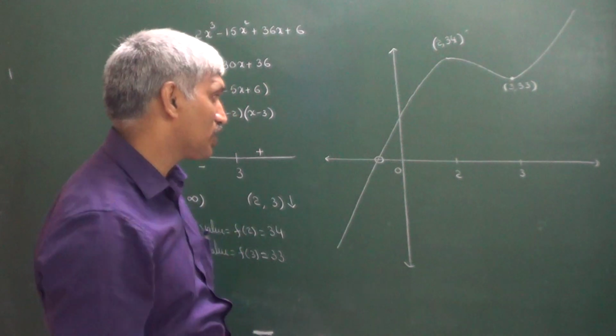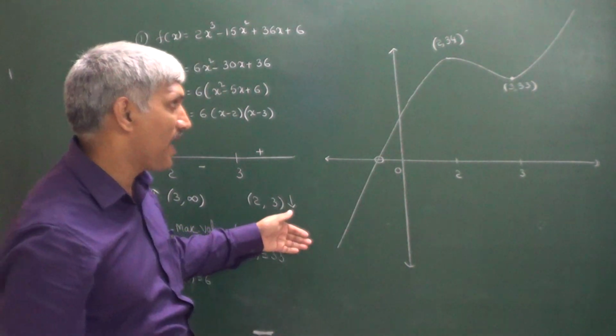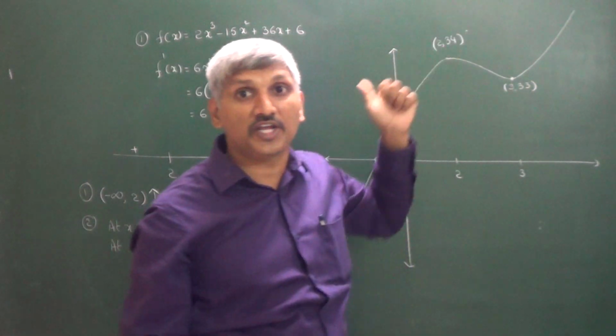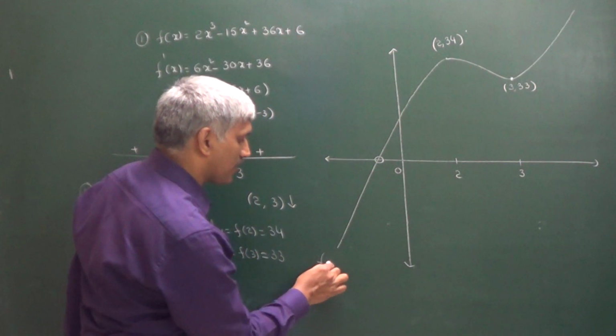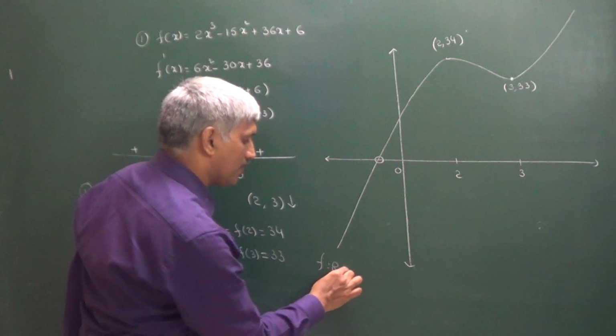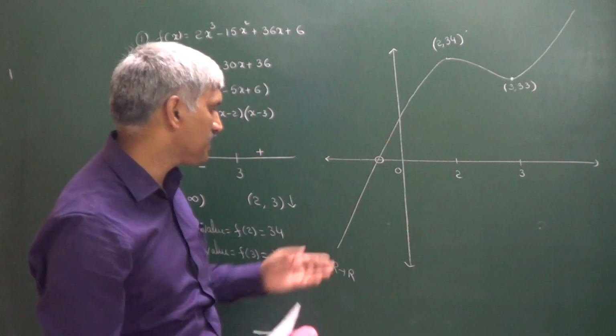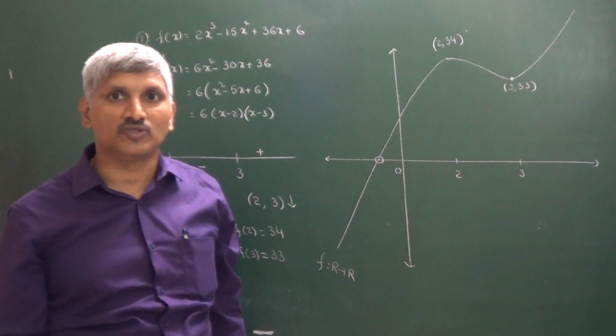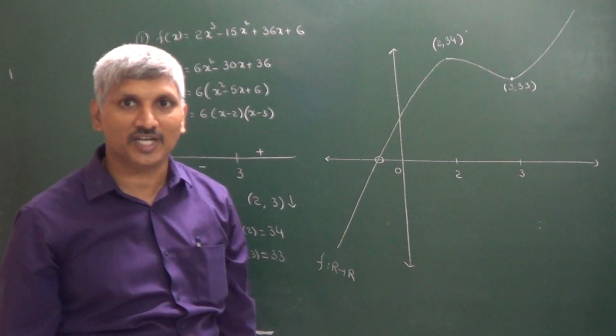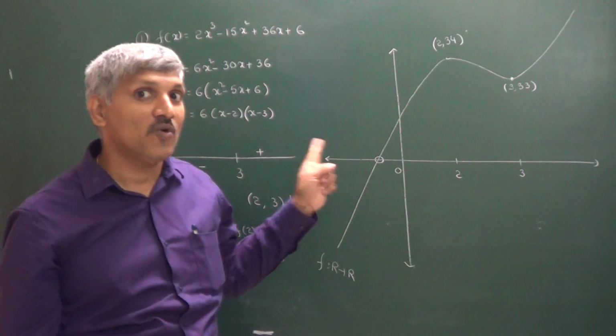You can observe the graph is approaching from minus infinity to plus infinity. It is taking all the values. That's why, if the function is defined from real numbers to real numbers, from minus infinity to plus infinity, it is taking all the values. So it is an onto function, but it is not a 1-1 function.